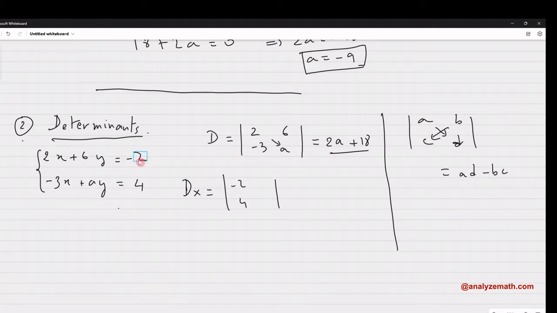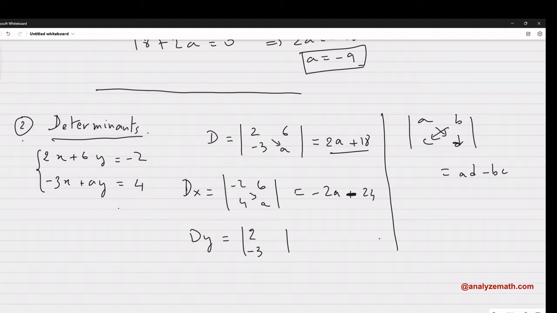The constant goes here instead of the x. And this constant goes here, 4. And then the rest unchanged, 6 and a. 6 and a, they stay. And the determinant here, it's minus 2a plus minus 24. Then you define Dy. From the main determinant, this time you replace the coefficients of y by the constants. So these stay the same.